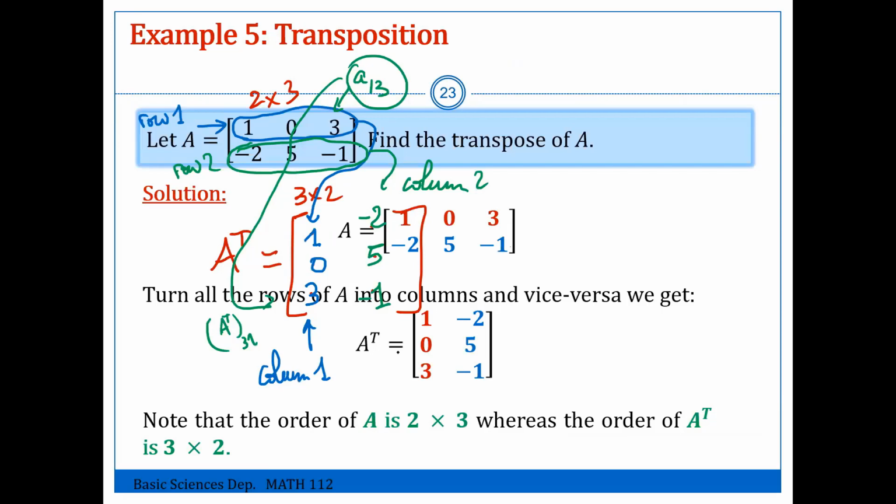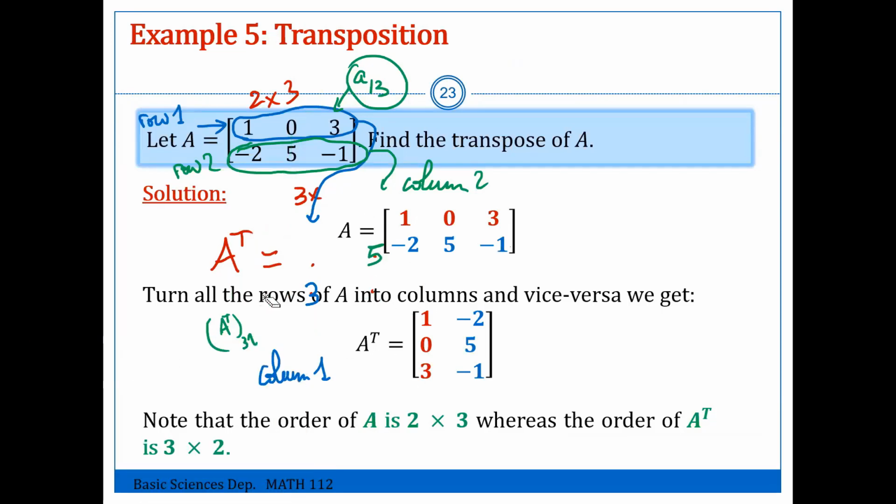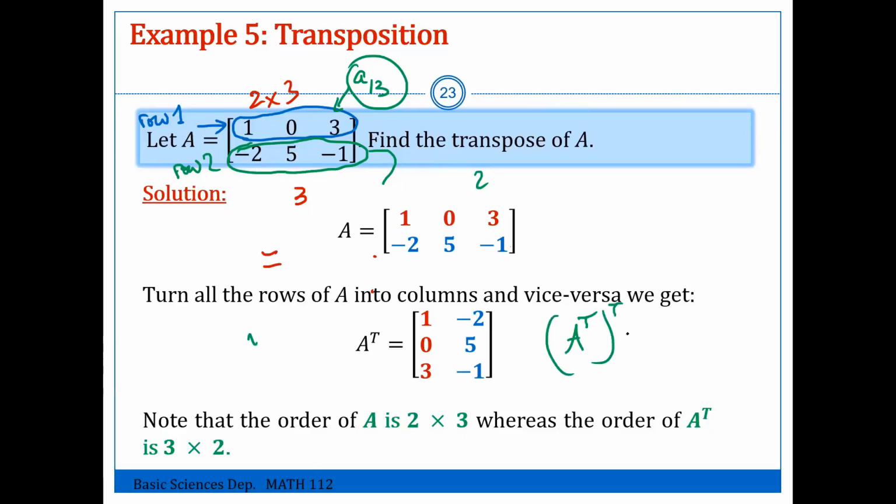So here, A transpose. If you want to transpose again, you take the transpose of A transpose. So it's 3 by 2, it goes back to 2 by 3. The first row becomes the first column: 1, -2. The second row becomes the second column: 0, 5. The third row becomes the third column: 3, -1.